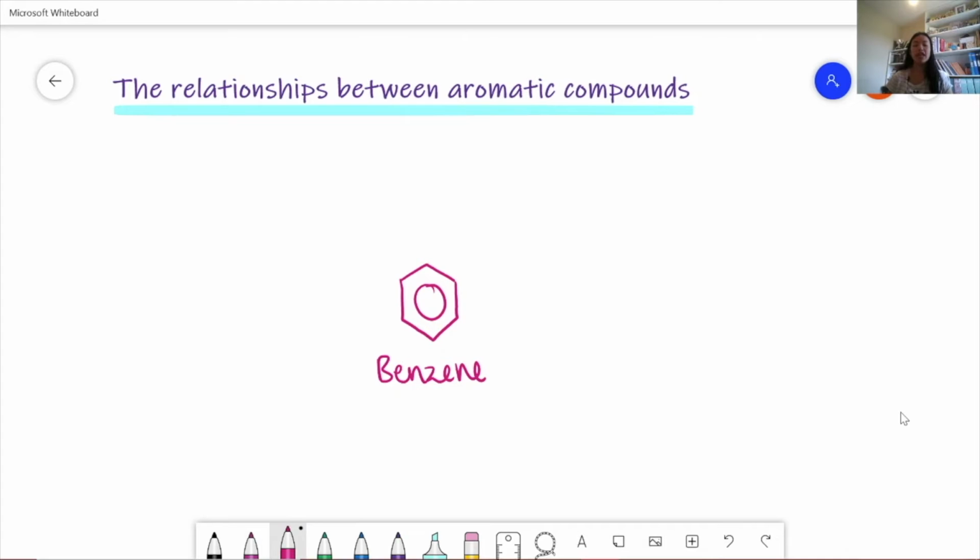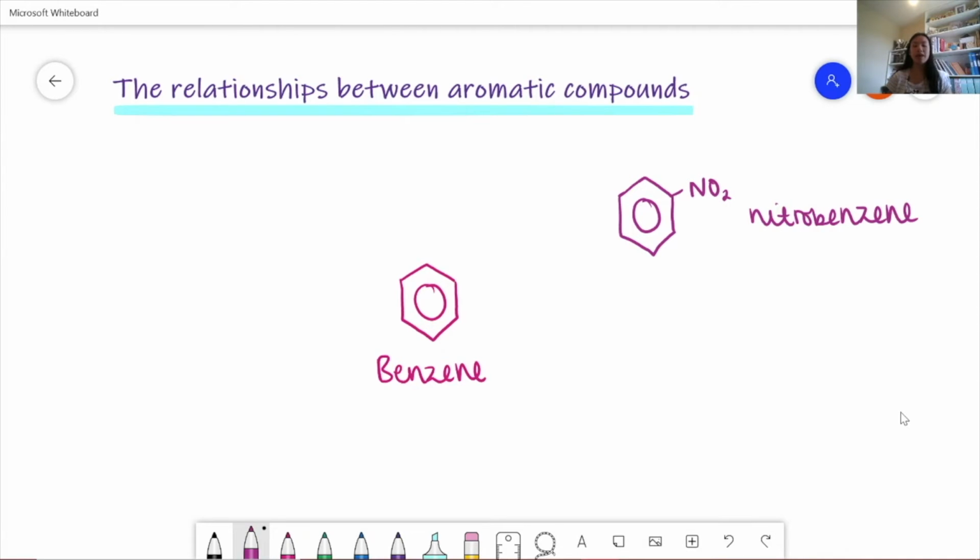And the first reaction that I can think of is the nitration of benzene. So this will form a nitrobenzene. And so I'm going to draw it over here. So it's just a benzene with a nitro group attached. So this is our nitrobenzene.